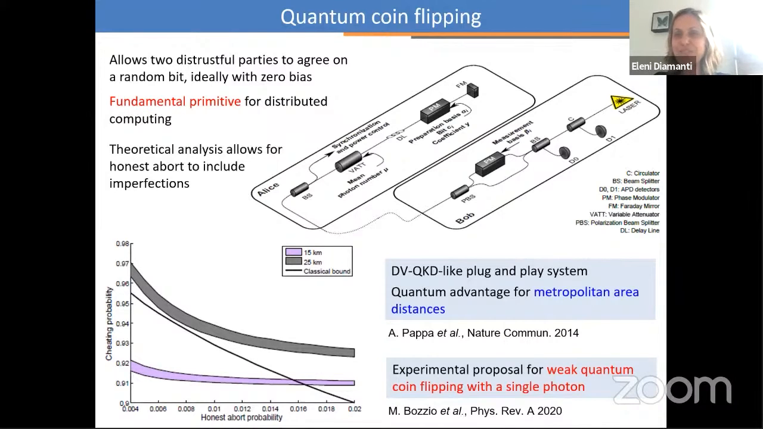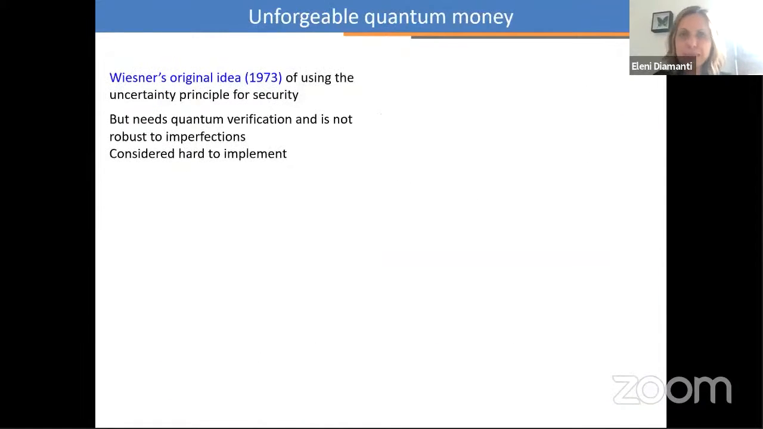Although it's a stronger form, it's actually called weak coin flipping. And so with heralded single photons, and this is actually right now under implementation in our laboratory to extend even more this type of implementation. Another example is quantum money.